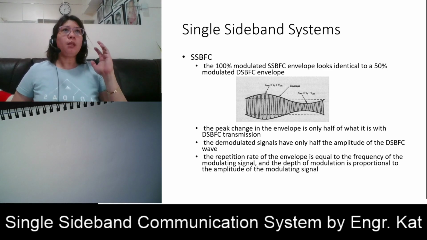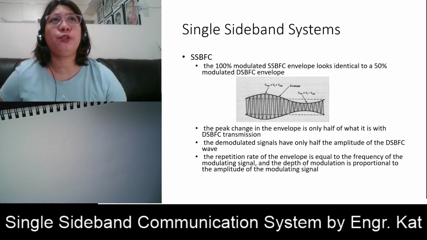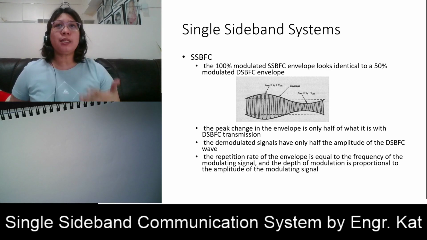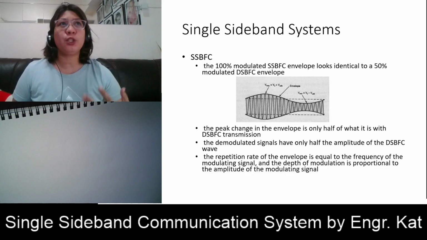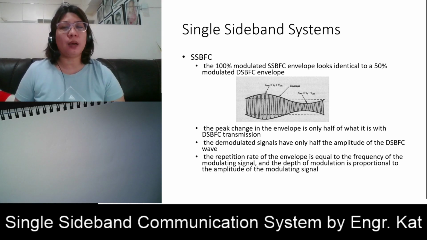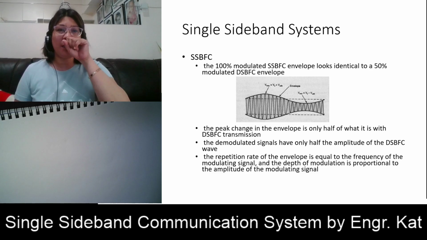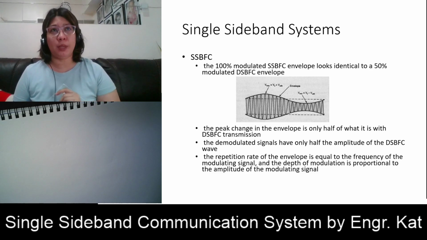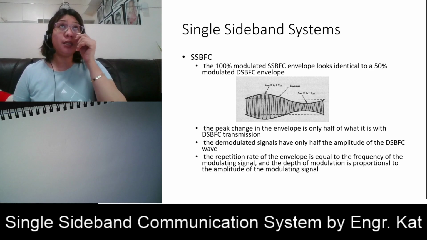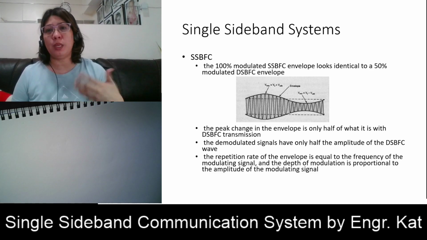So as you can see, we have here a trade-off, okay? So this type of AM requires lesser bandwidth, actually just half of the bandwidth, but it produces a demodulated signal having a lower amplitude. Okay? So what is the advantage of having your bandwidth halved?